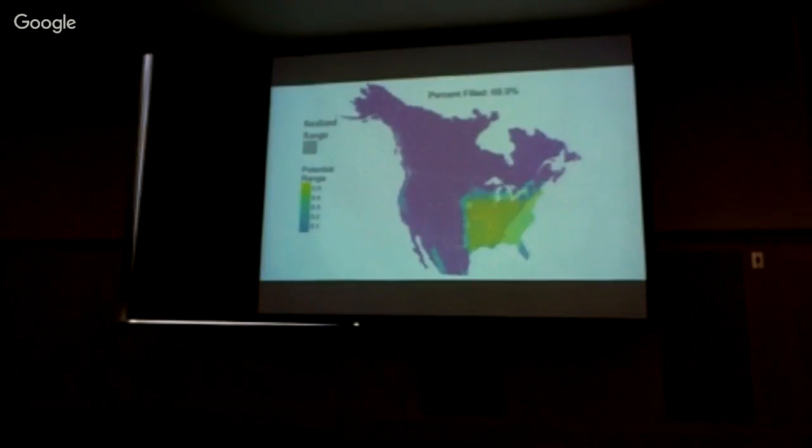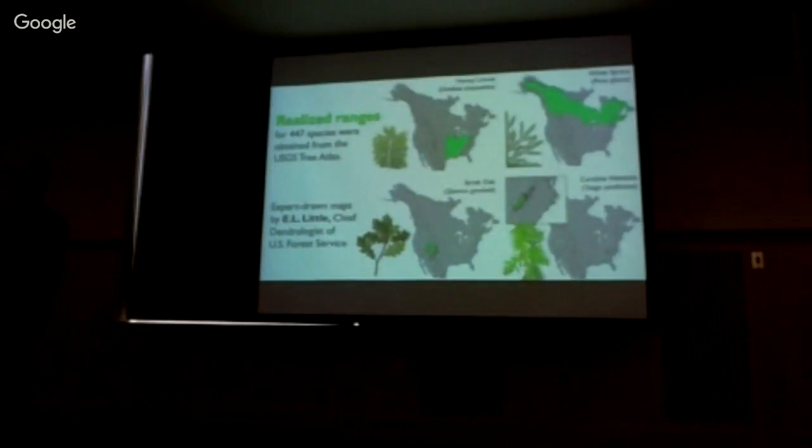So I don't just do this for honey locust. I've done it for 477 species of trees, and this is just an example of what a suite of species ranges looks like. So we have honey locust there, but we also have some big ones like white spruce, but also very tiny ranges like this Carolina hemlock, and that's going to become important later. So I've run it through all these species and look at range filling.